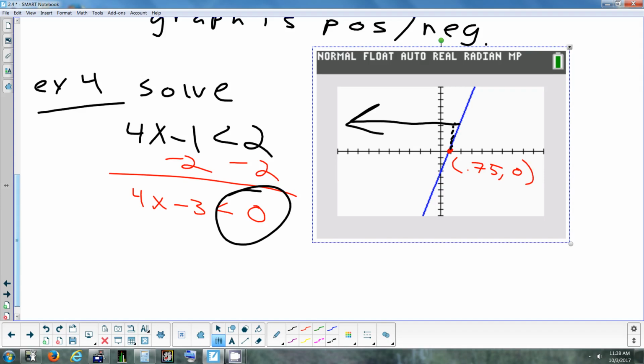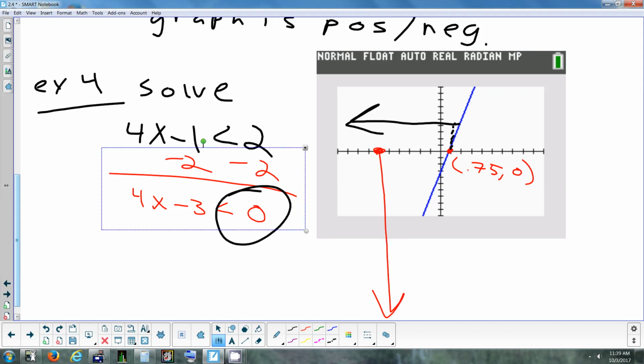Right? If you pick x values that are down in here, then your y value is going to be way off the screen. It's going to be way down there somewhere. And that's what you want. You want y values less than 0. So pick x's that are less than 0.75.